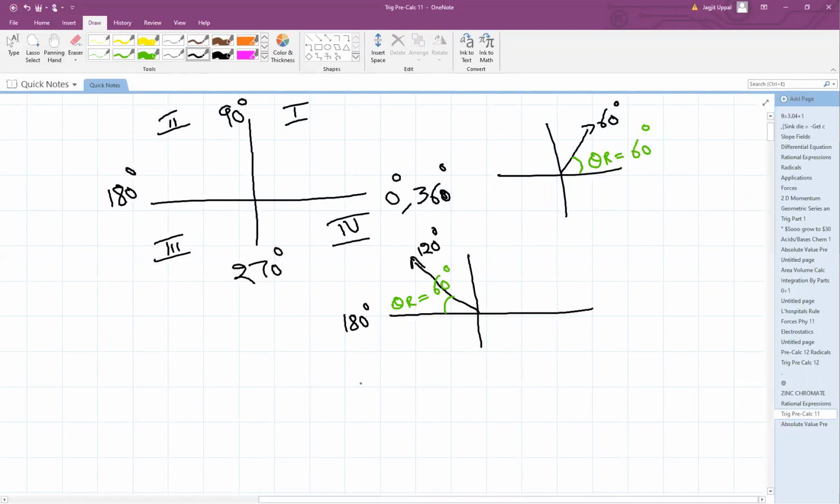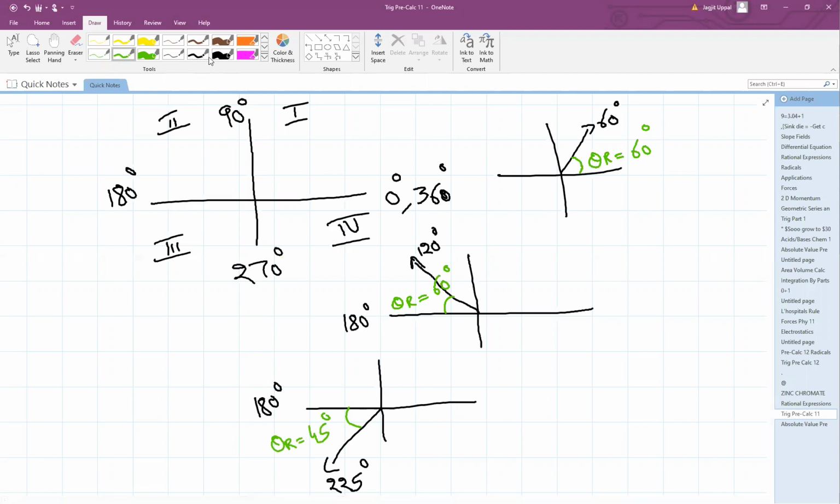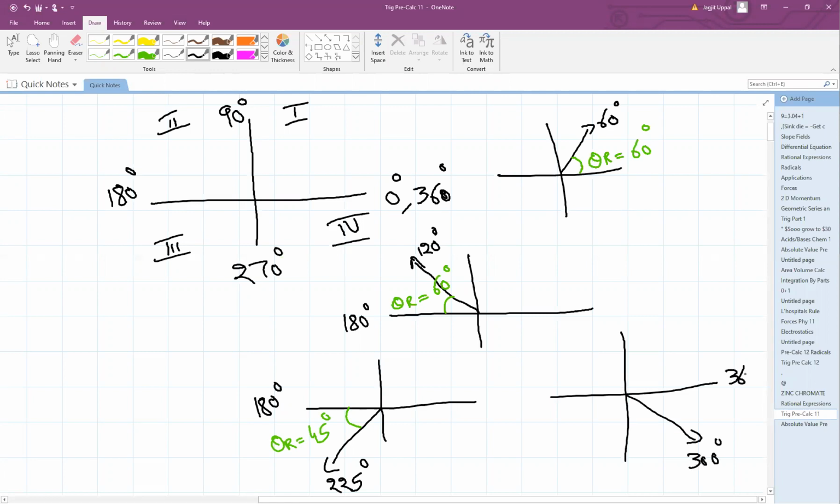Now, if I have an angle of 225, which quadrant is 225 in? Good. So 225 is going to be here. This is 180. Your reference angle now is going to be this, which is 225 minus 180, which is 45. If you do that, you should get 45. If my angle is 300, which quadrant is 300 in? Fourth. This is 360.